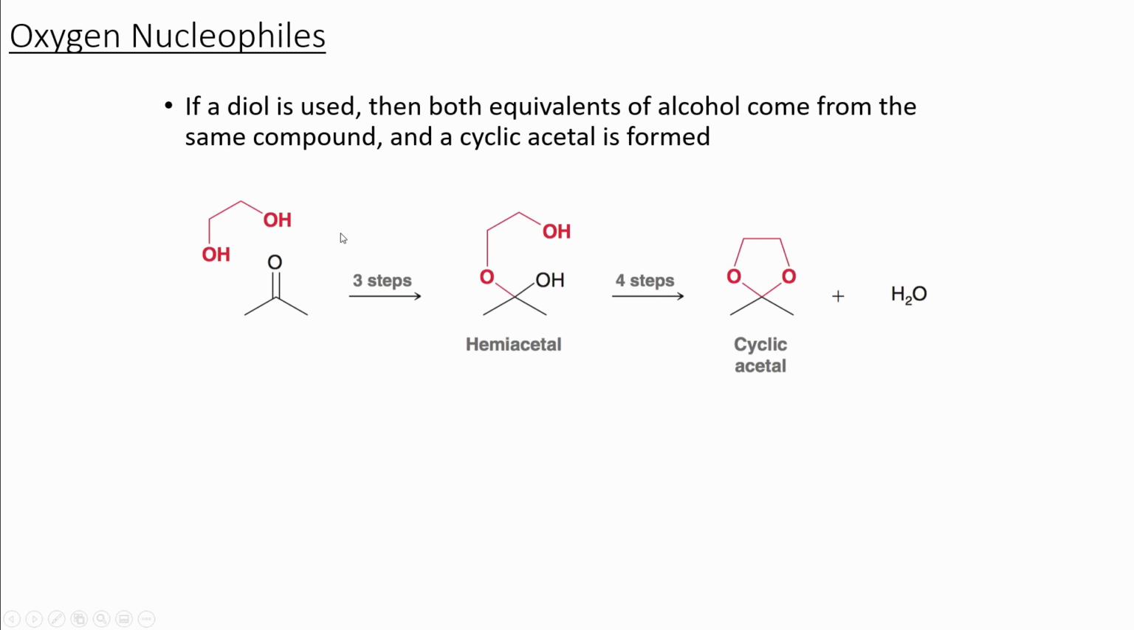We can also use a diol as a nucleophile. So if we use a diol as a nucleophile, we're going to obtain a cyclic acetal. The second nucleophilic attack stage will occur from the oxygen that's already very close to the carbonyl center that will form. So in the case of a diol, we will be forming a cyclic acetal.